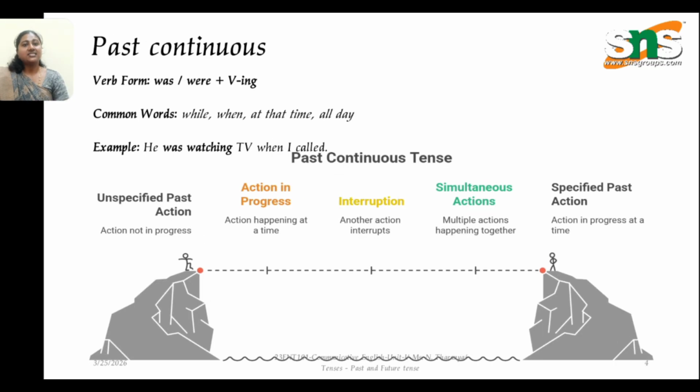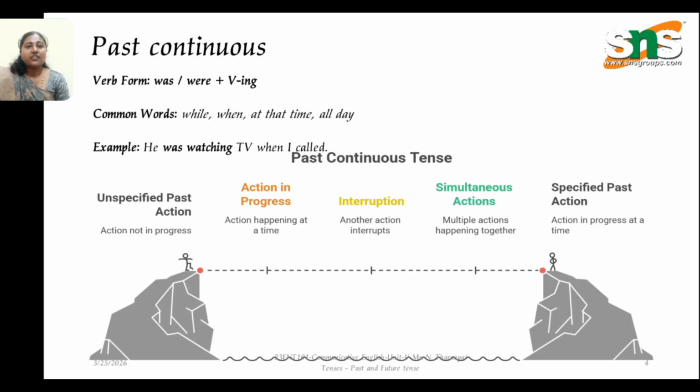The next one is past continuous. The verb form for past continuous is was or were plus verb plus ing. If it is singular, we use was, and if it is plural, we use were with verb plus ing. The common words used for past continuous are while, when, at that time, all day. These are the common words that are used in past continuous tense. For example, he was watching TV when I called.